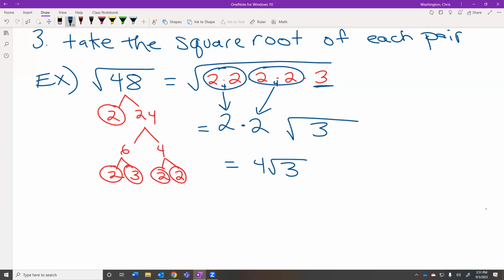Did you just type that in your calculator? Yes. All right, try this one. And then we'll move on to one more thing.